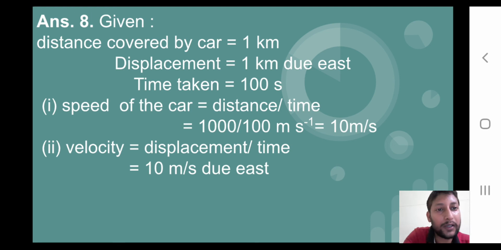Velocity is displacement by time. So displacement's magnitude is the same, only we have to mention the direction. So it will be 10 meter per second due east.